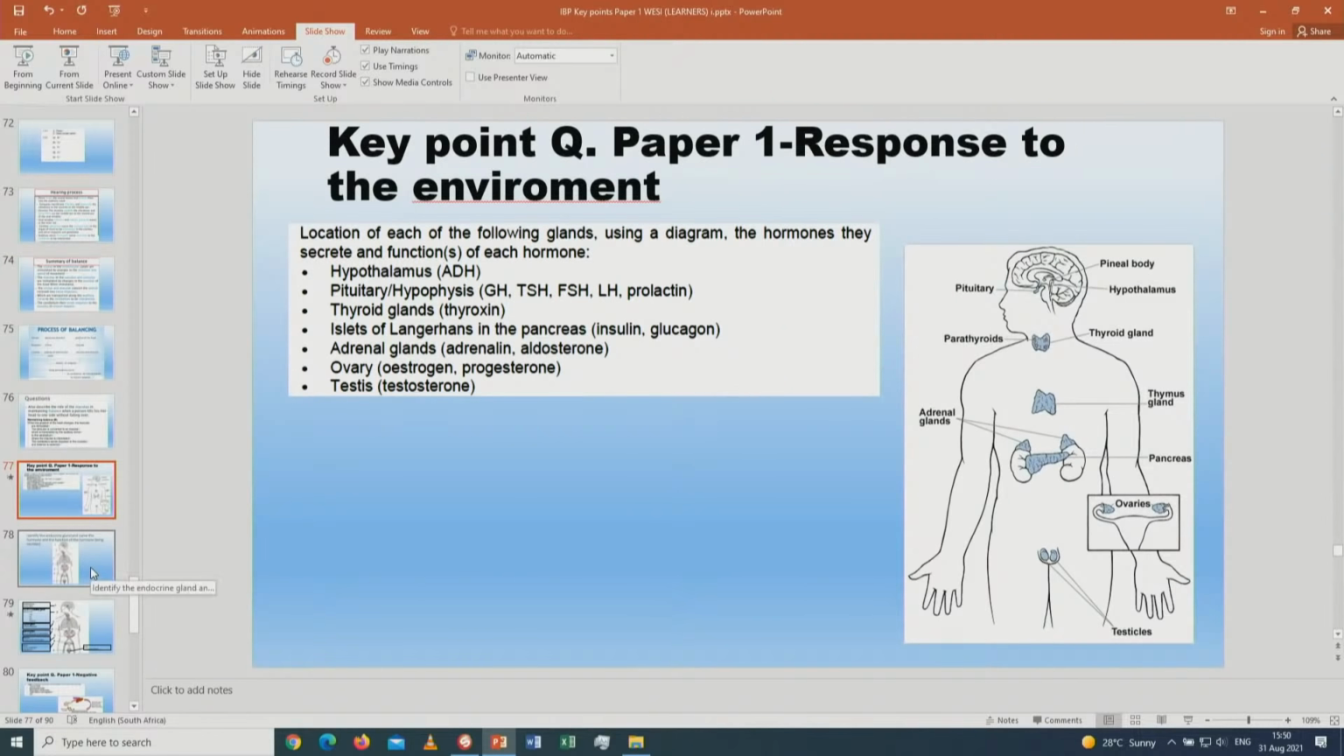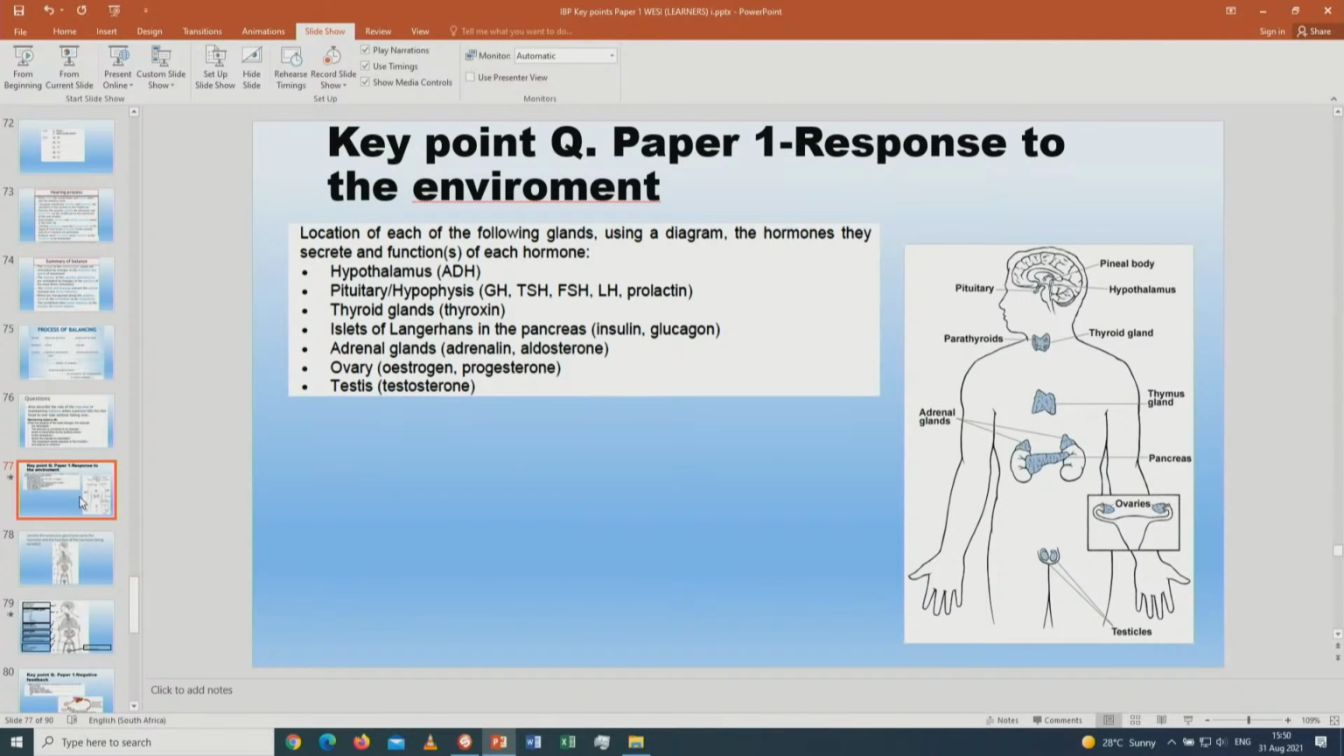And then again, we have the glands under response to the environment. Again, you still remember that we have endocrine system and homeostasis. So under endocrine system, remember your glands. Remember the glands, the hormones which are secreted by those glands, and the functions of those hormones, please.